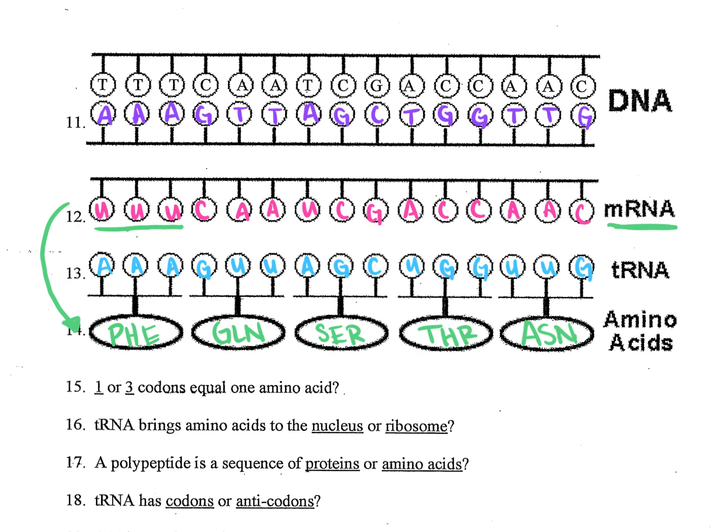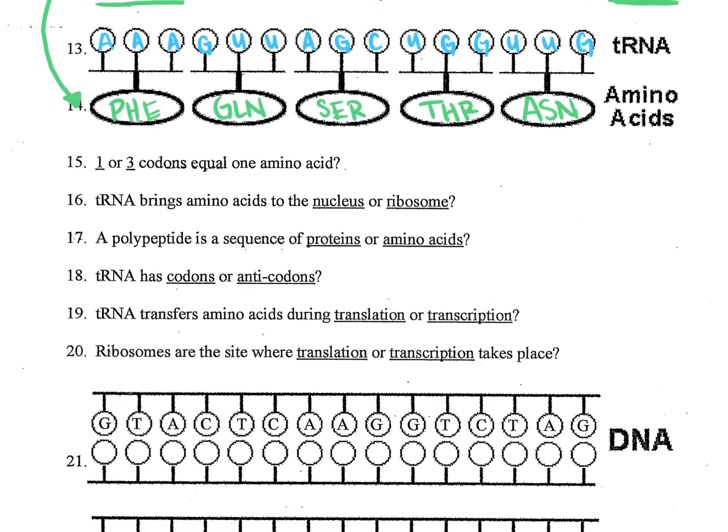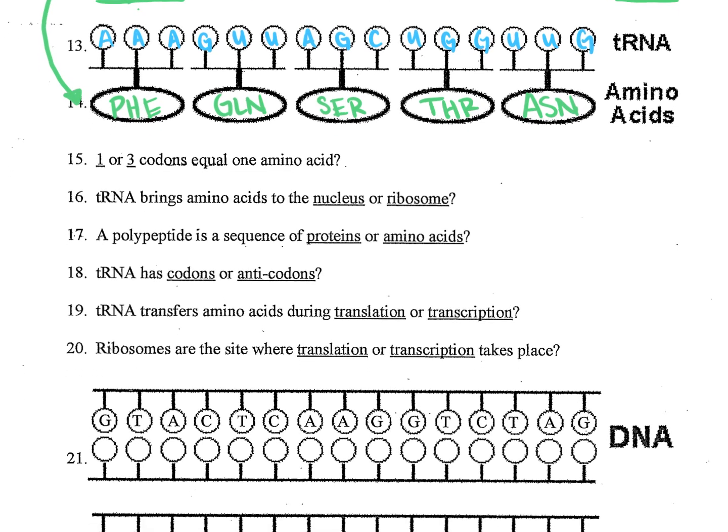Okay. I think we're just going to do 15 through 20, and then we'll call it a day on this one. So take a look at number 15. Is it 1 or 3 codons equals an amino acid? What's a codon? How many codons code for 1 amino acid? Okay, it's only 1 codon. How many letters make up a codon? 3 letters.